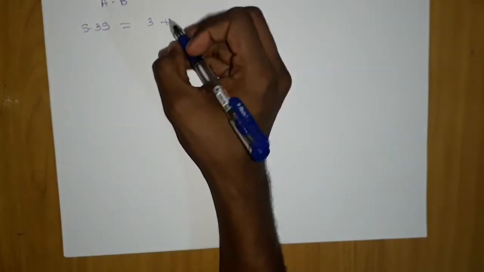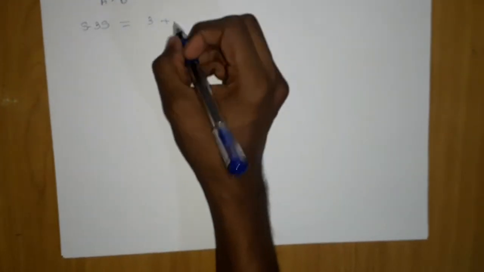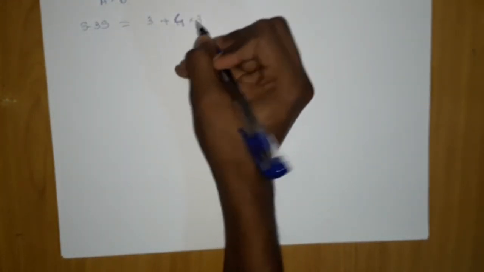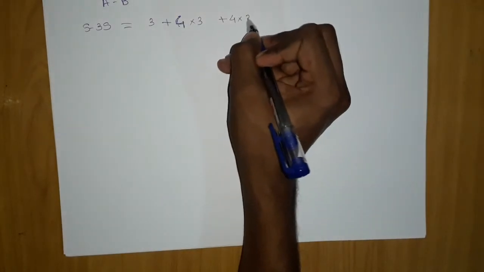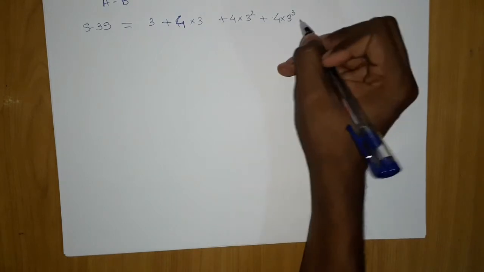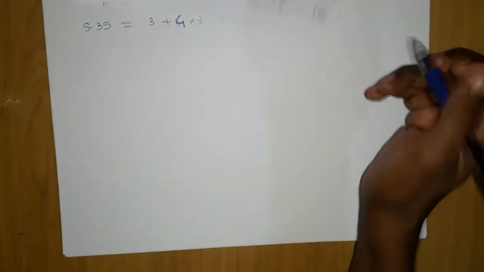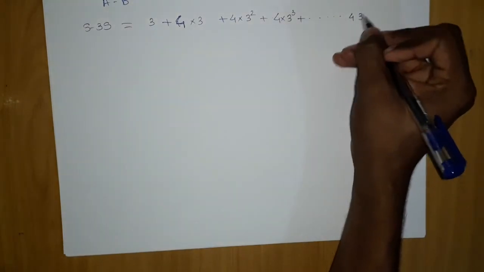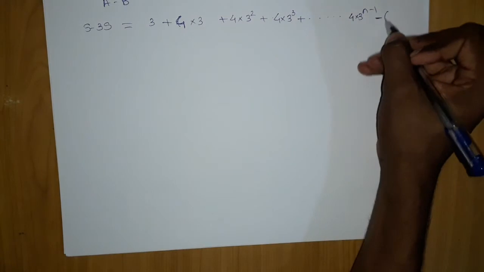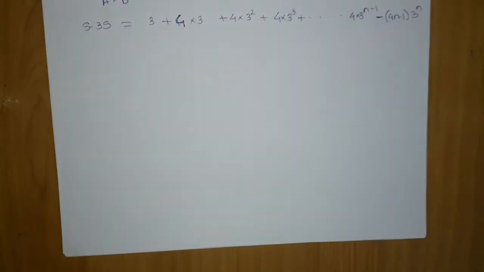Now we are subtracting, but since the later term is greater, a positive sign will appear. So 7 minus 3 gives me 4. So 4 into 3. Similarly here also 4 into 3 square. Now you got an idea that all the terms will be 4. Till here we will have 4 into 3 power n minus 1. And the last term will be in minus sign: (4n minus 1) into 3 power n. Okay, so we got this.